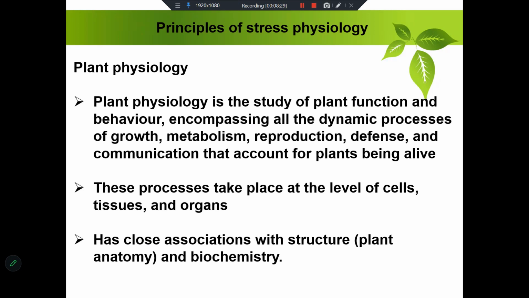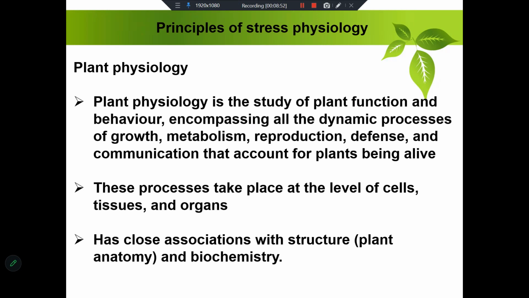Okay, so all the biochemical reactions are going on inside the cell. So respiration, photosynthesis, growth and development, and also metabolism, defense, communication, everything can be studied at the cellular level, tissue level, and organ level, and also at the organism level too.